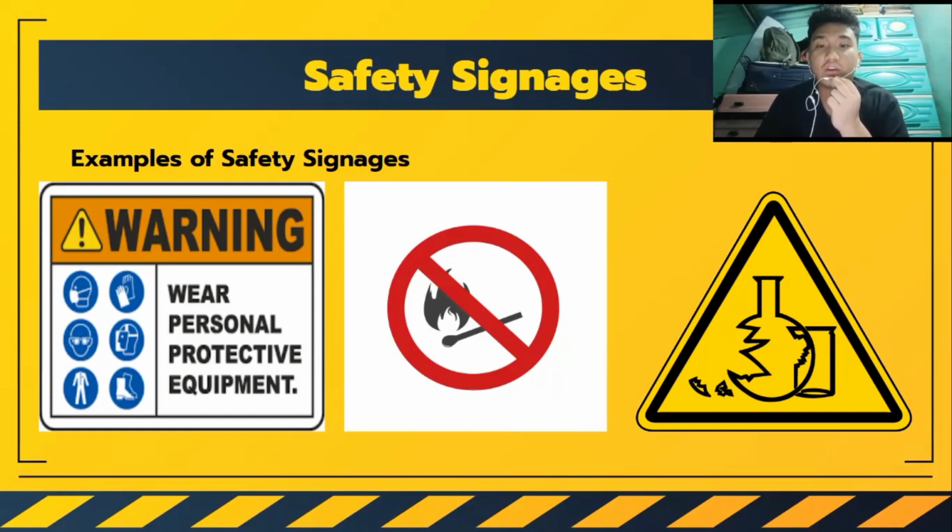Second example is the no open flame sign. This is a fire safety sign used to give awareness to the people in a workplace to not use open flame devices such as lighters in an area where chemicals and other substances are prone to catch fire easily. This safety sign will prohibit people from using open flame devices to prevent unintentional fire accidents.